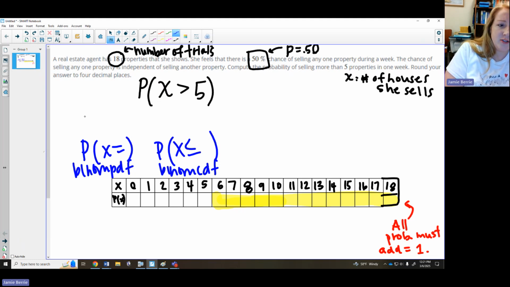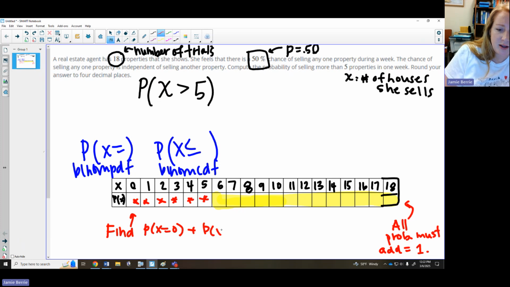One way that you could do this, if you wanted to use binom PDFs, so if you just wanted to go in and do a bunch of equal to calculations, then you could go in and find each one of these little boxes. You could find the probability that x was equal to 0, and then add that to the probability that x is equal to 1. Add that to the probability that x is equal to 2, all the way to 5. Now, how would that help you?